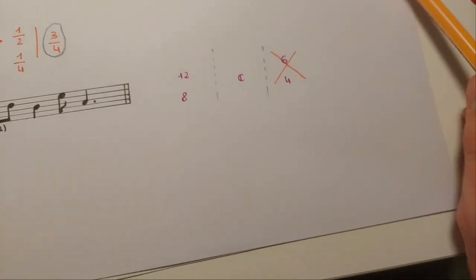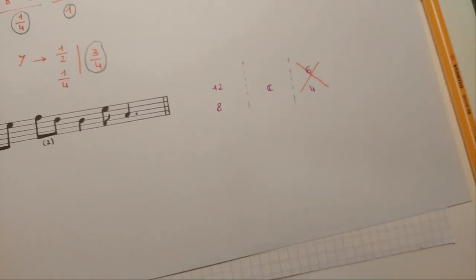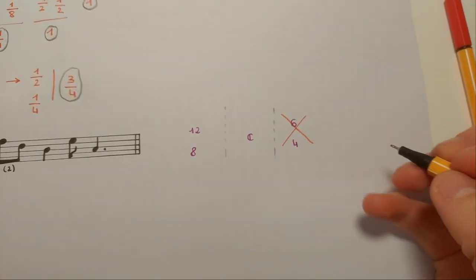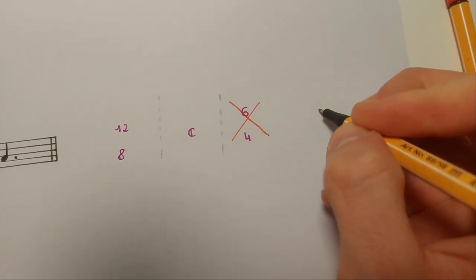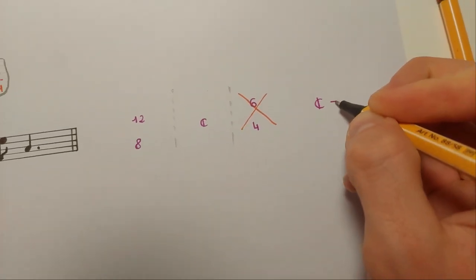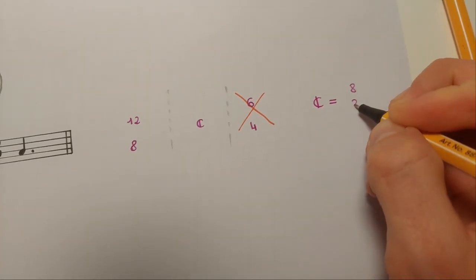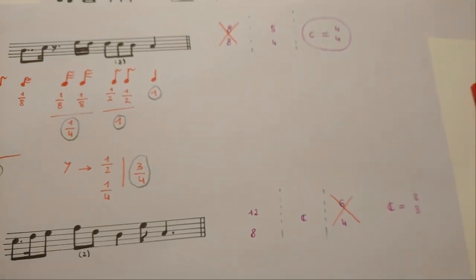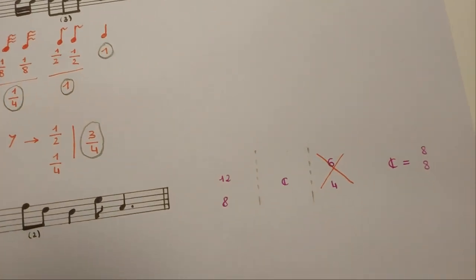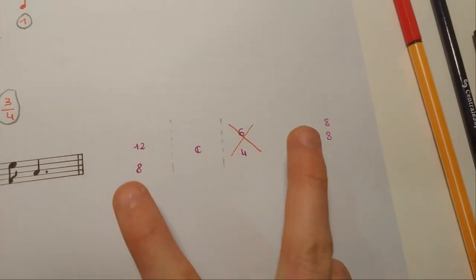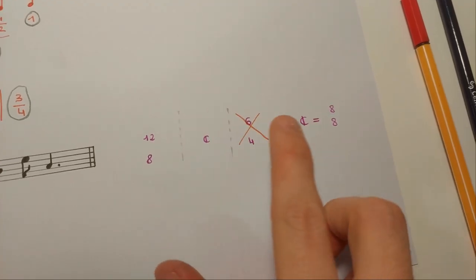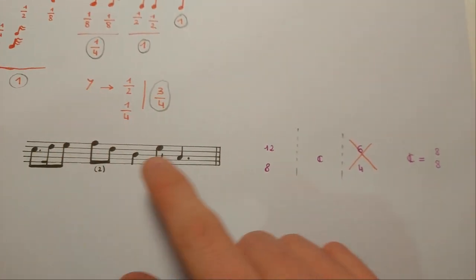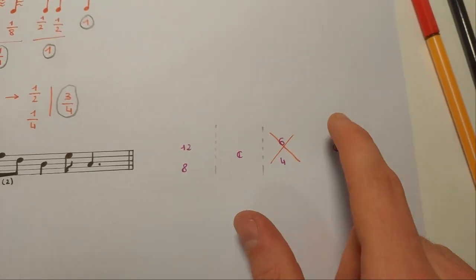And here we have a small c. So the small c, so it's common but with a half in the middle. So it's half the common, which is 8, 8. And here it's compound again. So it's fine. So now we have 2 different possible answers. So we need to calculate the value of all of these notes to try to know if it's 12 or 8.